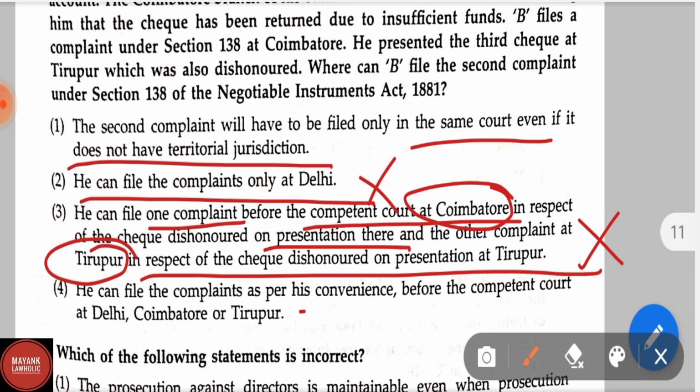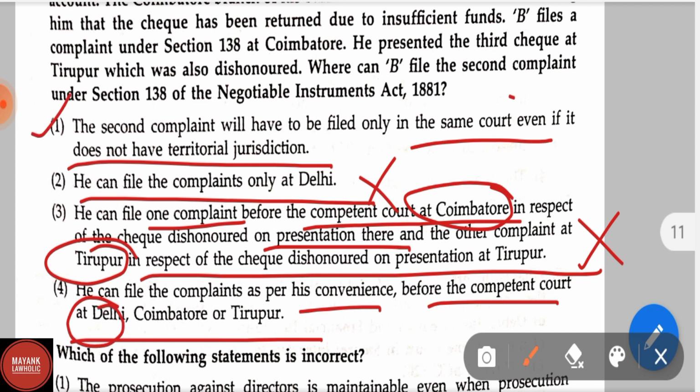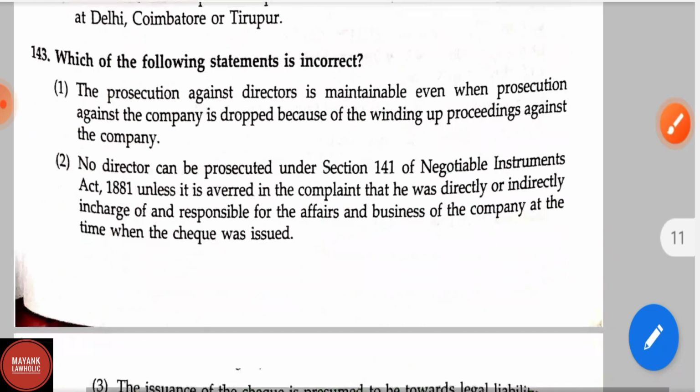Option 4: he can file complaints as per his convenience before the competent court at Delhi, Coimbatore or Tirupur. Again, Delhi is given here, otherwise this could have been the right answer. But option 1 in the given options is the correct answer: the second complaint will have to be filed only in the same court even if it does not have territorial jurisdiction. Now let us see question number 143.